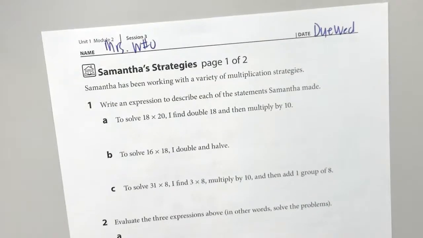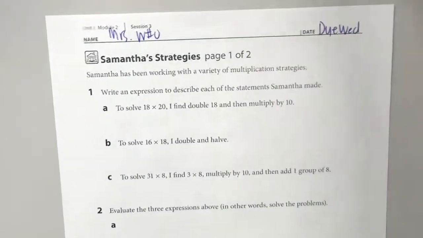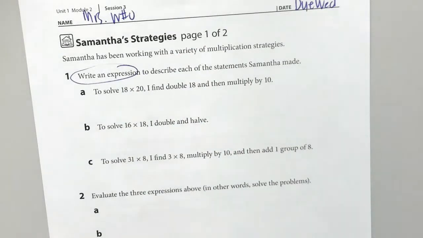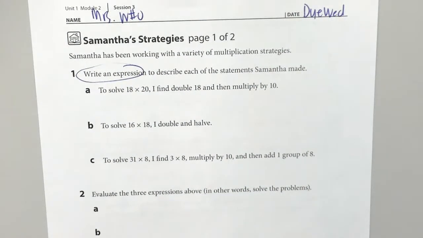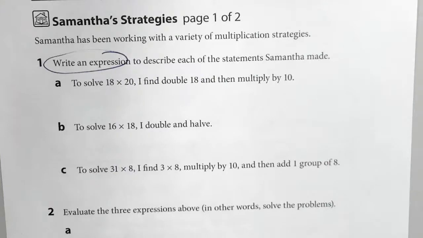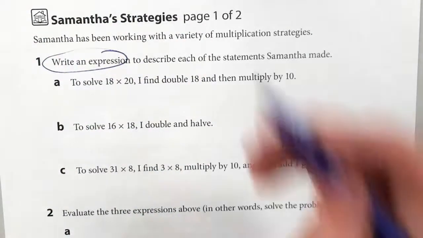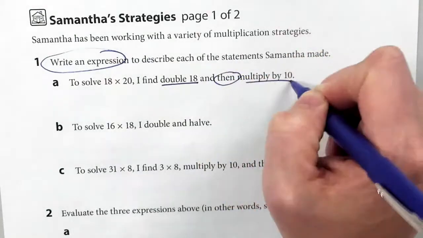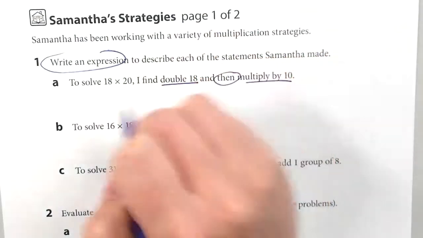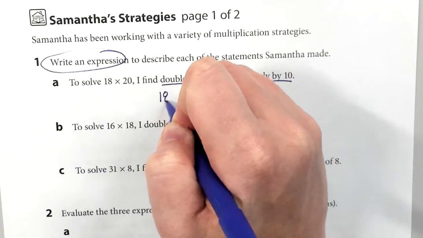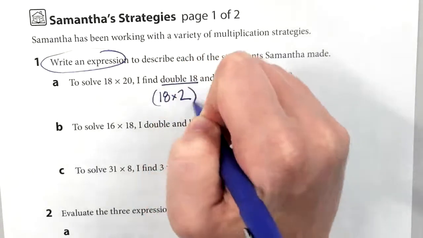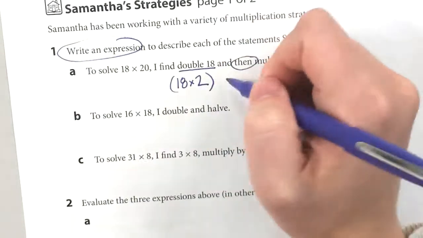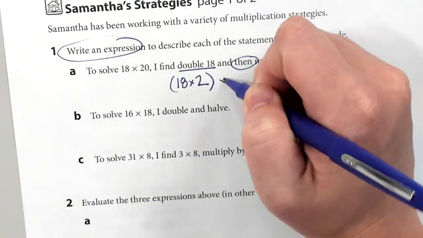Samantha has been working with a variety of multiplication strategies. Write an expression to describe each of the statements Samantha made. So letter A says, to solve 18 times 20, I find double 18 and then multiply by 10. So first she's going to find double 18. So that's 18 times 2. When you double it, you multiply by 2. Put that in parentheses and then multiply by 10.